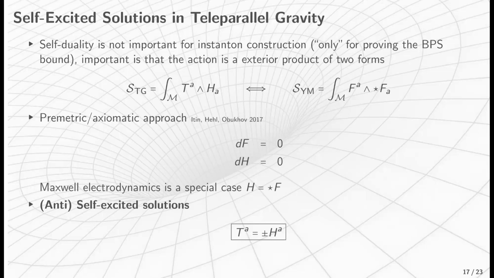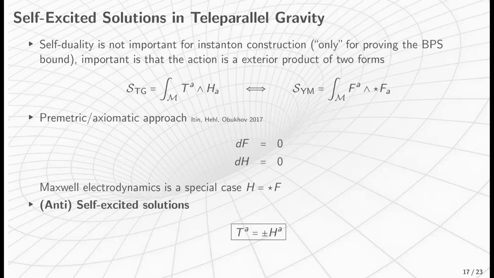And then you can see that basically Maxwell electrodynamics is just a special case where this excitation form is a Hodge of your F. And then they show that you should view teleparallel gravity also in this way. So if you do this, then you start to realize that this excitation form basically plays the role of the star of F. So that means that you should be able to construct the same kind of instantons like what we did in Yang-Mills theory, right?